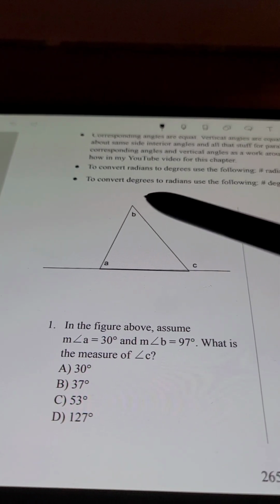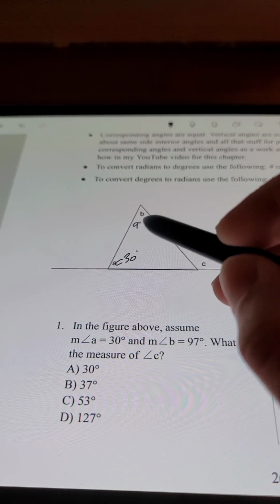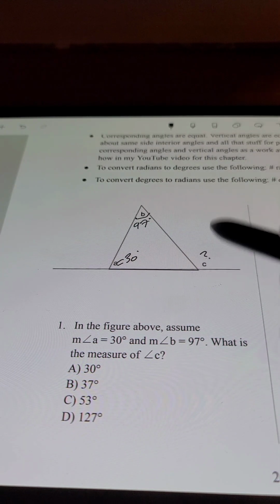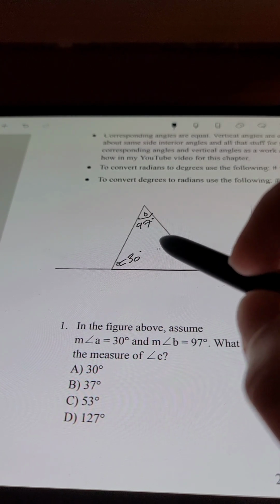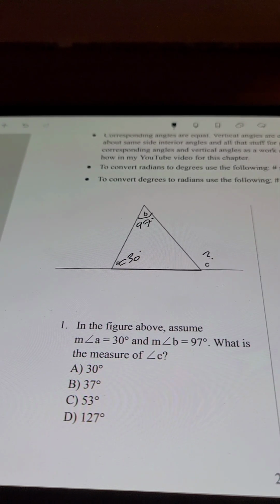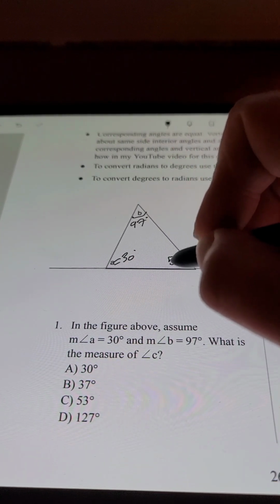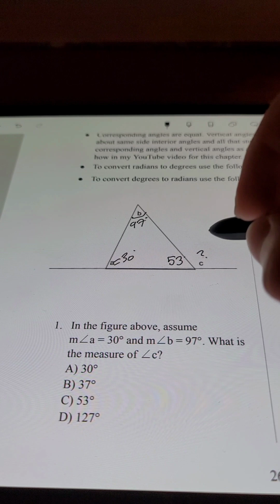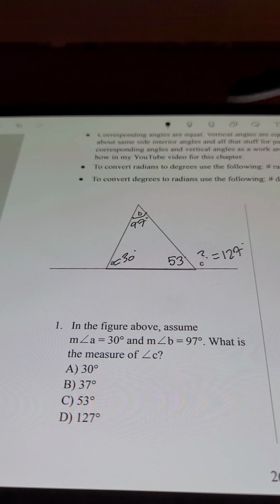So it says in the figure above, assume measure of angle A is 30. So we're saying this is 30 degrees, that this is 97 degrees, and that we want to find the measure of angle C. We know that all the angles in here have to add up to 180 degrees, because a triangle adds up to 180 degrees. So you could say this angle has to be 53 degrees because 53 plus 30 plus 97 is 180. And then these add up to a straight line, so C must equal 127 degrees because 180 minus 53 is 127.